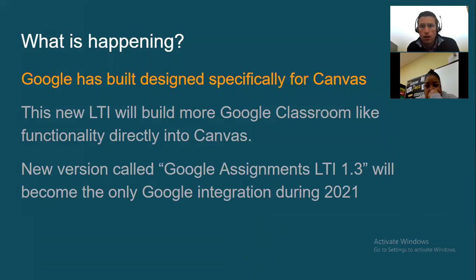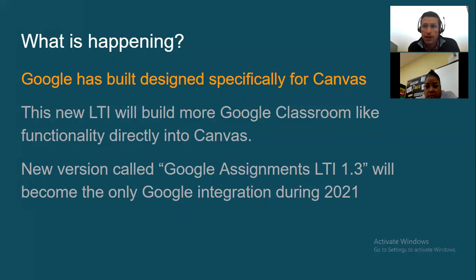So what is happening? This got turned on this morning. Canvas and Google are in the process right now of transitioning to what is called Google Assignments LTI 1.3. But if you just want to call it 1.3 or Google Assignments, I'll know what you're talking about. Like I said, it's in the process of being rolled out. It'll be rolled out between now and August of next year. So the beginning of next school year, the old Google integration will no longer work, and the new Google integration will be the only one that exists.